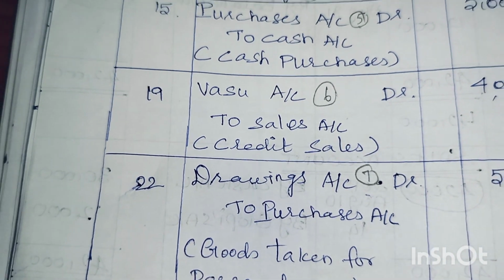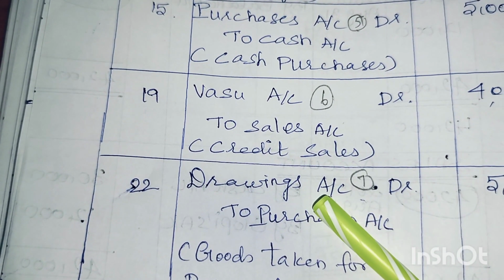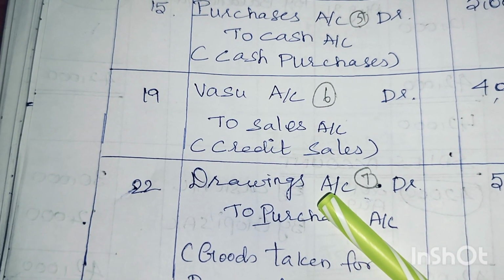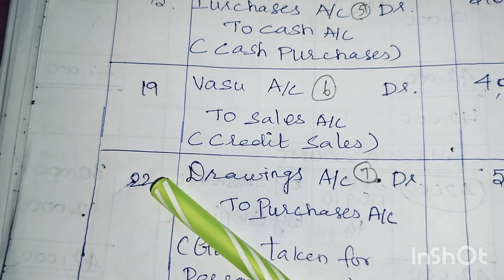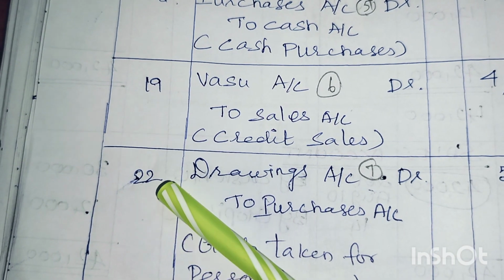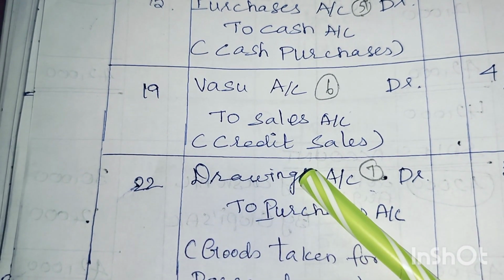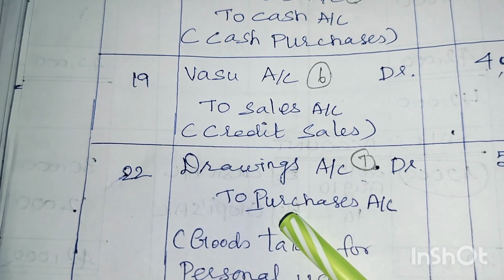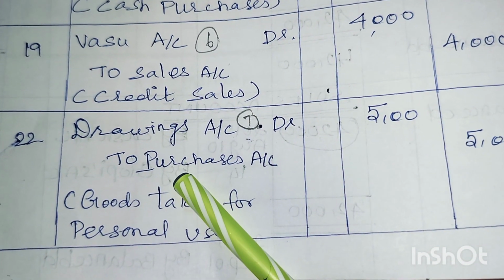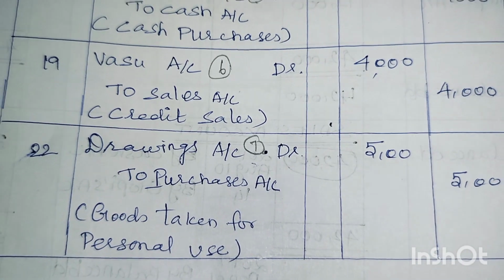Then we are going to post the drawing account in the ledger account. When does the drawing account occur? It is on October 22. On which side does the drawing account show? Drawing account shows on the debit side. What is the opposite account from the drawing account? Purchases account. How much rupees? 500 rupees.